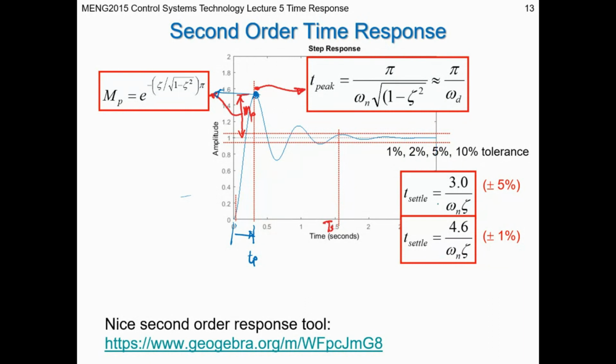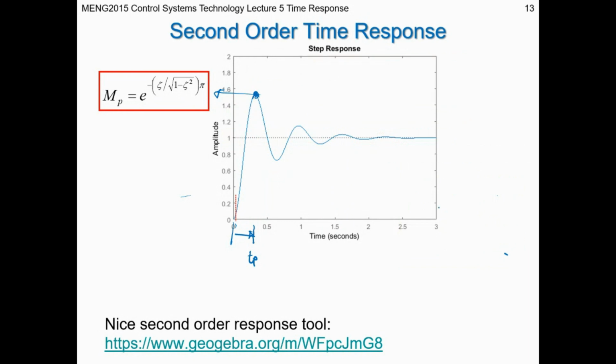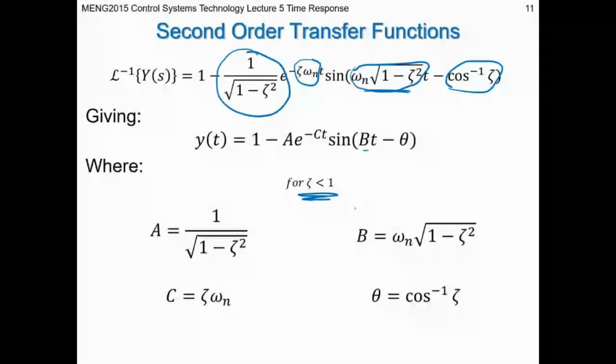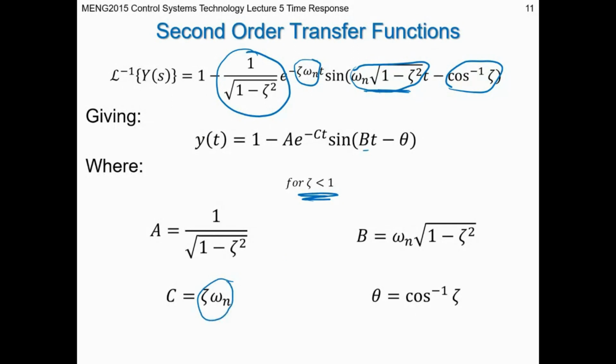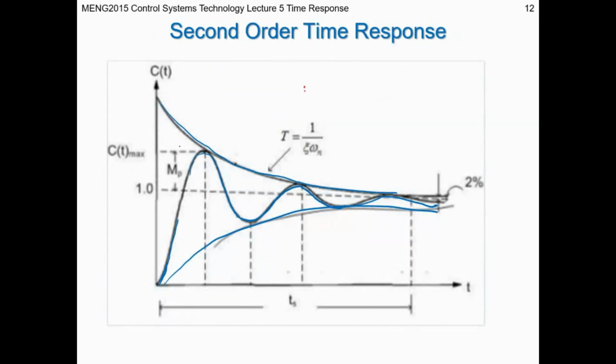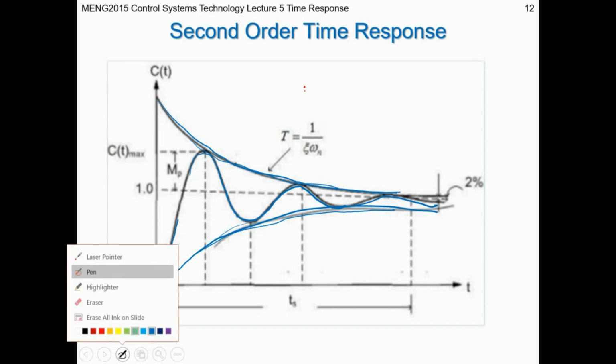But here, this is showing the settling time for 5% of the final value and the settling time for 1% of the final value. The settling time for 5% is 3 over omega n zeta. Again, you can see that comes in here, right? It comes in at the coefficient of the exponential term. So it's intimately connected to this decaying window, which makes sense because these decaying curves are exponential terms bounding the amplitude of our sinusoidal response.